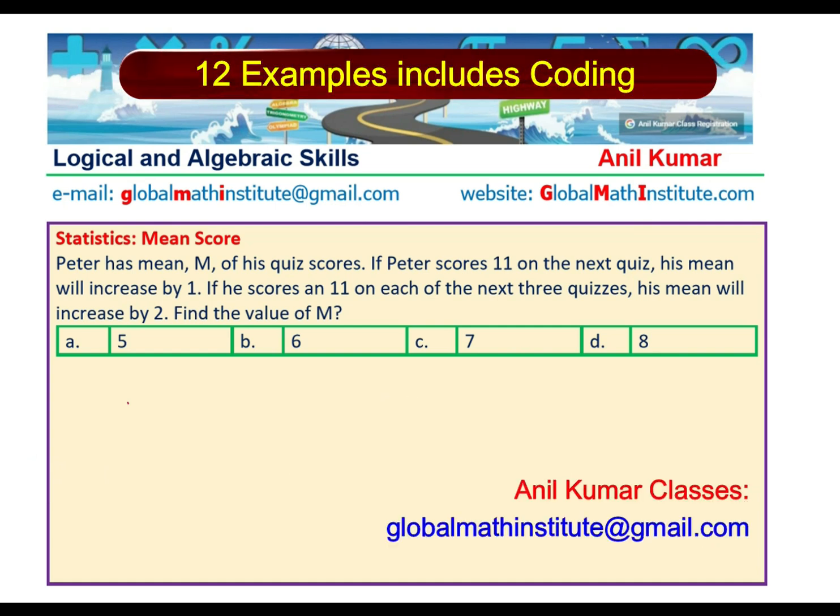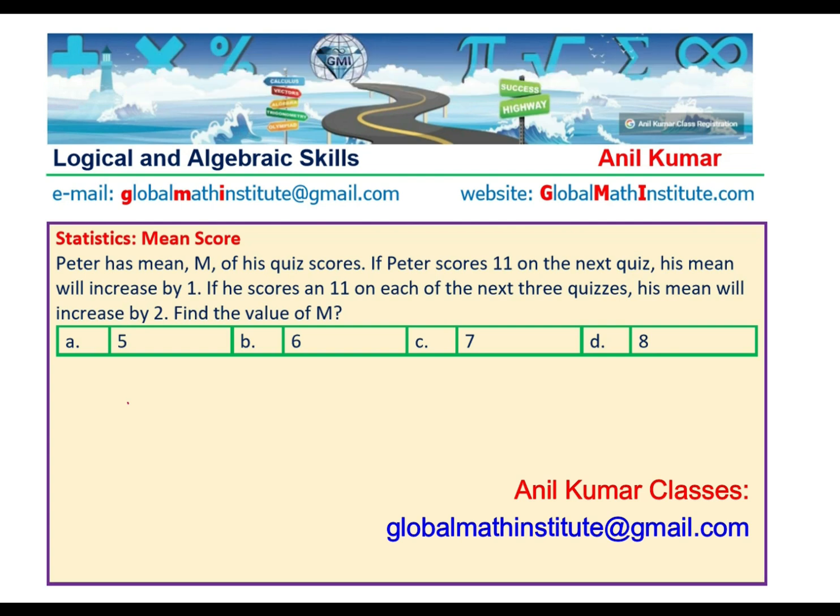The question here is Peter has mean M of his quiz score. If Peter scores 11 on the next quiz, his mean will increase by 1. If he scores 11 on each of the next 3 quizzes, his mean will increase by 2. Find the value of M. 4 options are given to you. You can pause the video, answer, and then look into my suggestions.